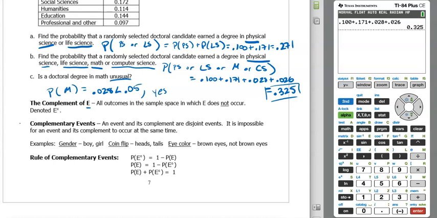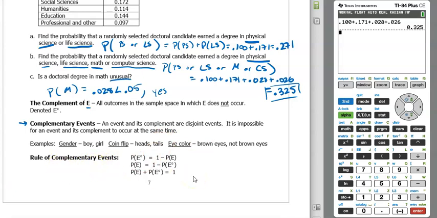But complementary events, you can always tell if events are complementary because they should, for one, be disjoint. And then if we add up the probability for complementary events, the probability should be 1, because you have an event and then you have all of the other outcomes that are not to do with that event. That would end up making up the whole sample space. And the probability of getting something out of the sample space is just going to be 1.